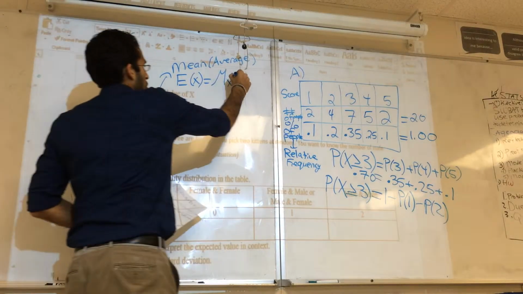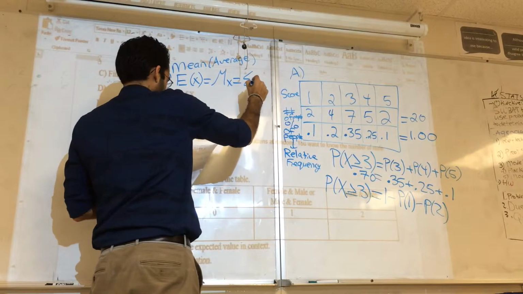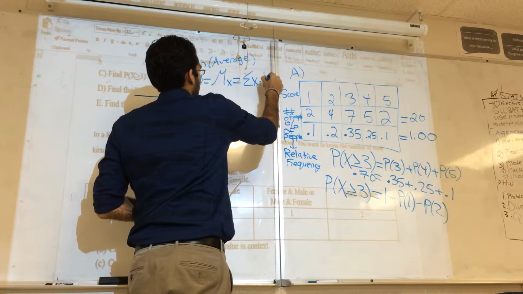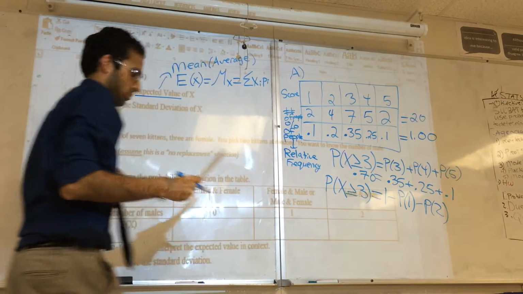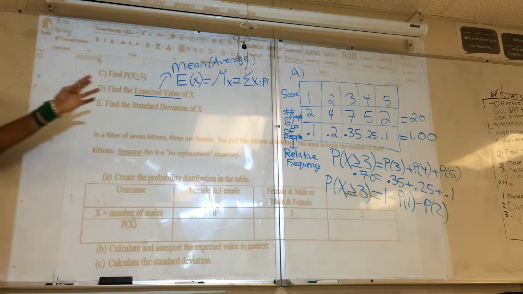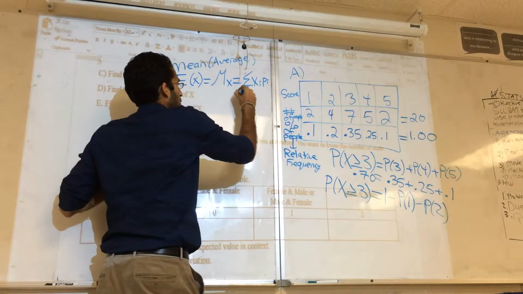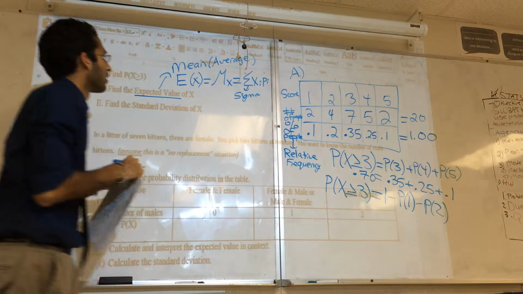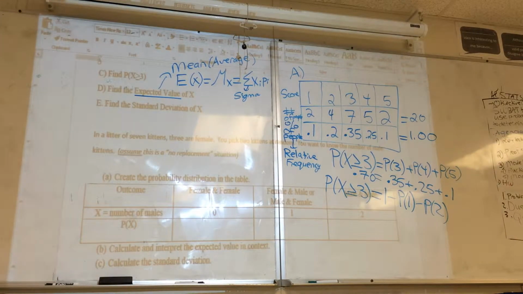Is equal to, and I'll just write the formula, then I'll explain what this says. That's a sigma, the Greek letter sigma. I'll explain what this means. Go ahead and copy it down.